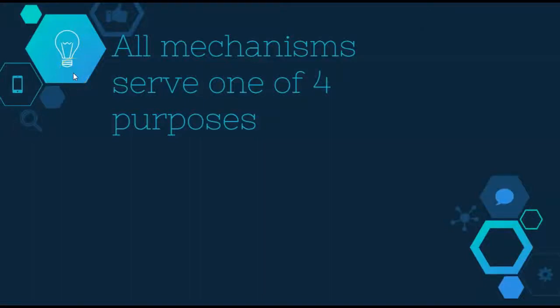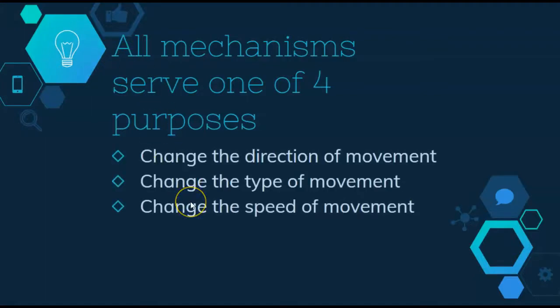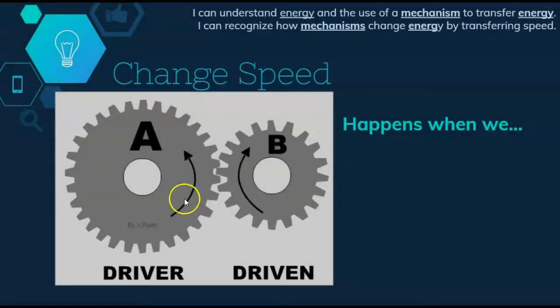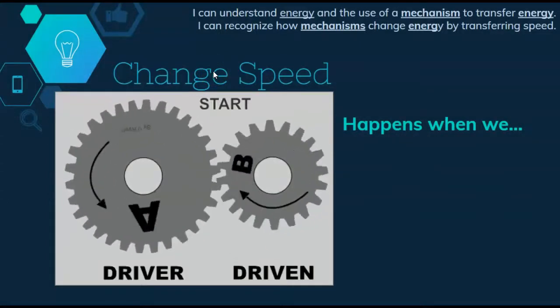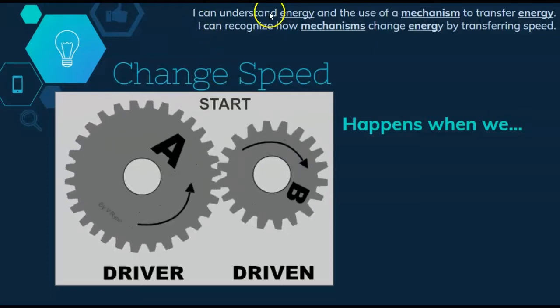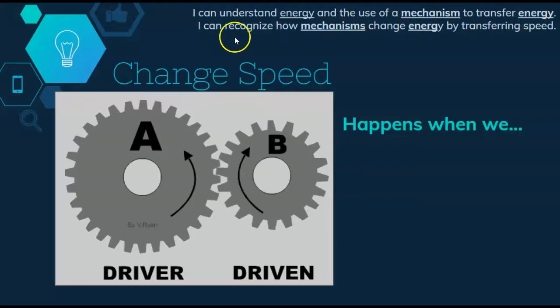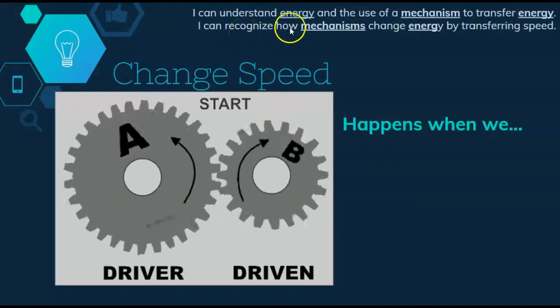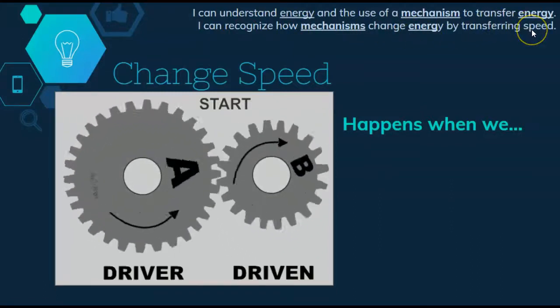Hey students, in this video we are going to be looking at our next purpose of a mechanism. Our next purpose of a mechanism is to see if the mechanism is changing the speed of the movement. Learning targets that we'll be focusing on in this particular purpose of a mechanism is I can understand energy and the use of a mechanism to transfer energy. Also, I can recognize how mechanisms change energy by transferring speed.